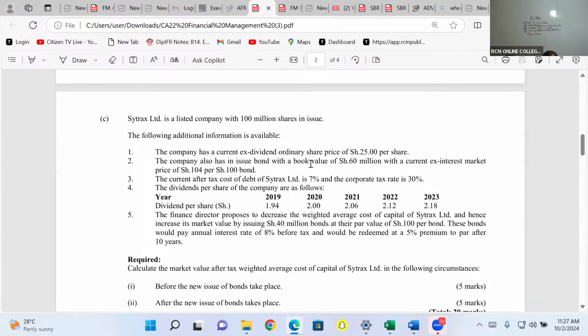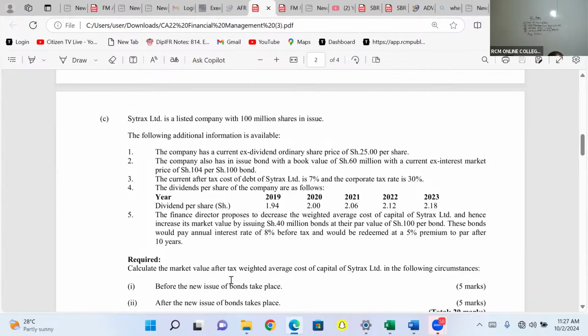Note 5: the finance director proposes to decrease the company's gearing and hence increase its market value by issuing 40 million shillings of bonds at their par value of 100 per bond. These bonds will pay an annual interest rate of 8% before tax and will be redeemed at a 5% premium to par after 10 years.